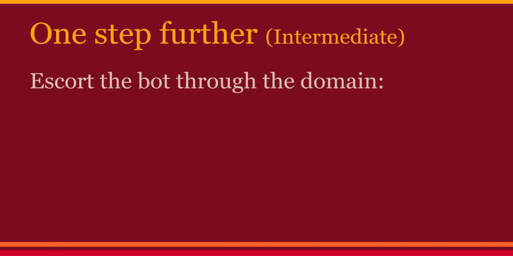Another step within the intermediate is that we can actually escort that bot through the domain. You can take that bot by the hand and walk it through the domain. Here are a couple of ways that we can do that. One of them is called a robots.txt file. This is a file that you keep on the website, and truly it's the very first thing that most crawlers and bots and spiders look for when they hit a website. They look to see if there's a robots.txt.